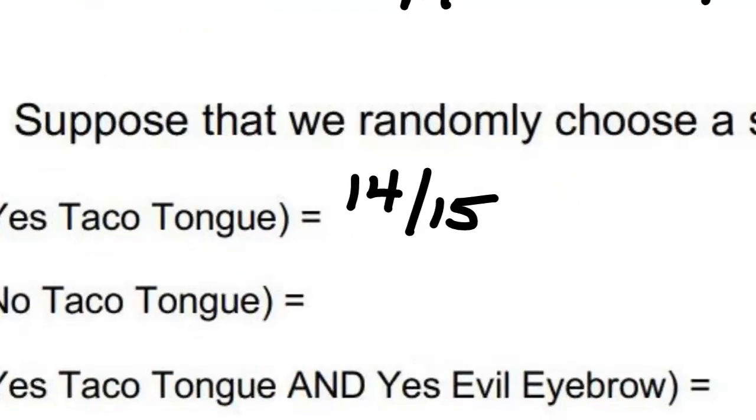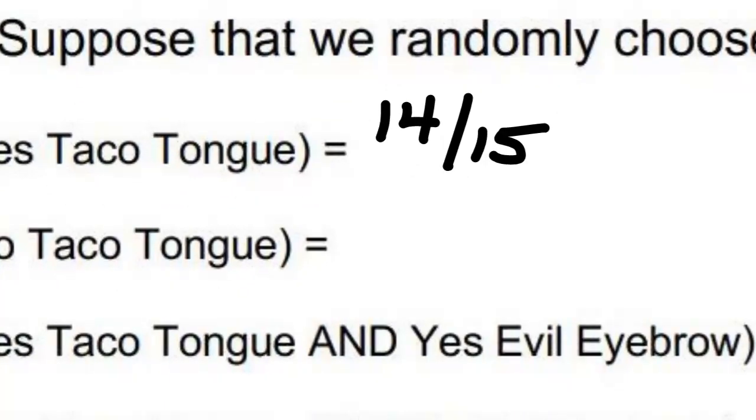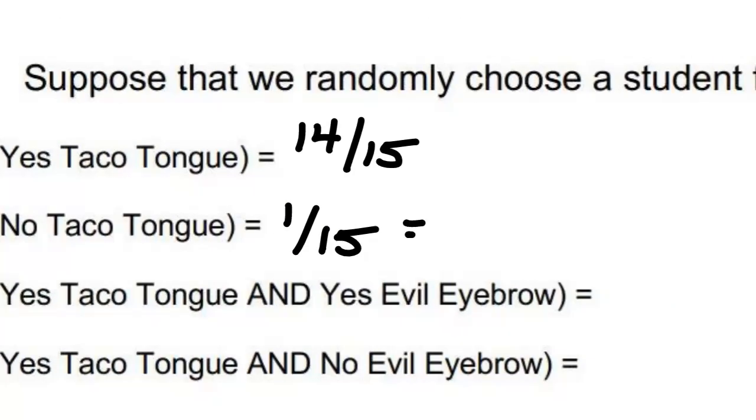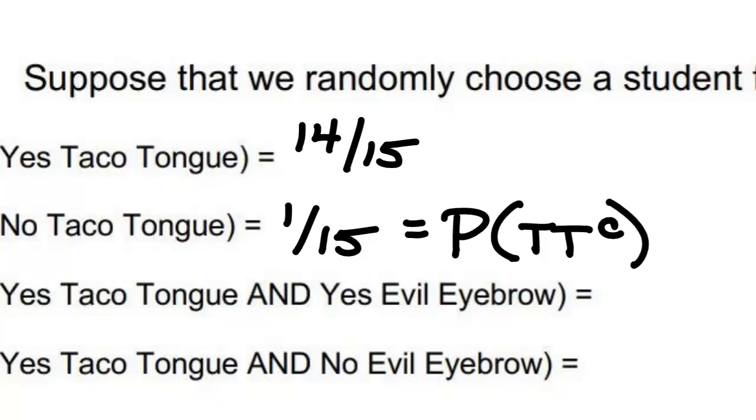What about no to Taco Tongue? What would my probability be? 1 out of 15. Can anybody tell me another way to write this instead of saying no Taco Tongue? Taco Tongue with a little c. So I'm going to use TT instead of Taco Tongue. You guys okay with that? All right, so probability of Taco Tongue with a little c up there, complement.